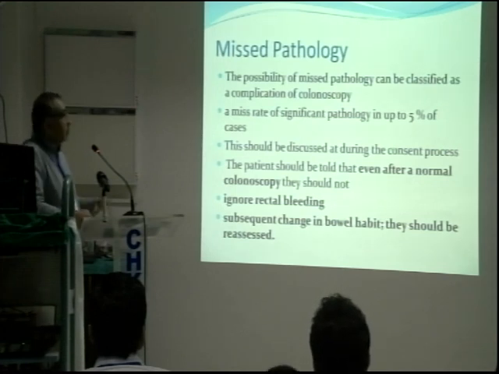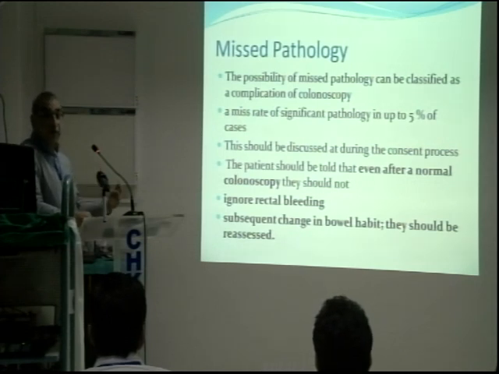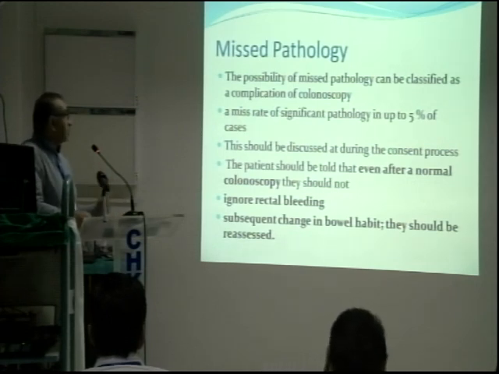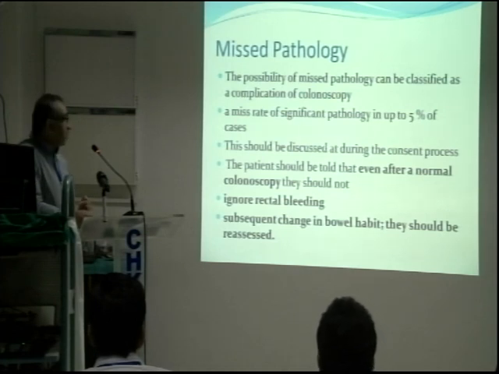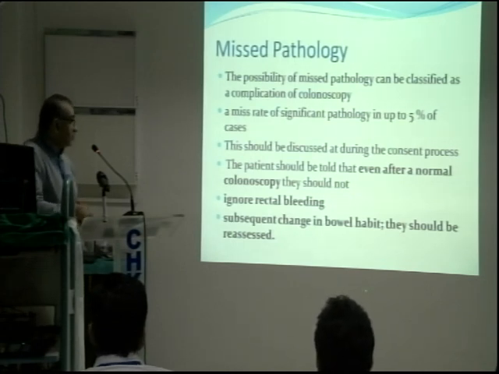Missed pathology. Again, this can be classified as a complication of colonoscopy. You can miss polyps, you can miss cancers. The risk is about 2 to 5%. And that is something which should be quoted to the patient during the consent process, that there's a possibility we can miss a lesion. And that's why even if the patient has had a normal colonoscopy and he comes to you with rectal bleeding or change in bowel habits, do not ignore that. They still should be re-investigated. Right? So that is a possibility.